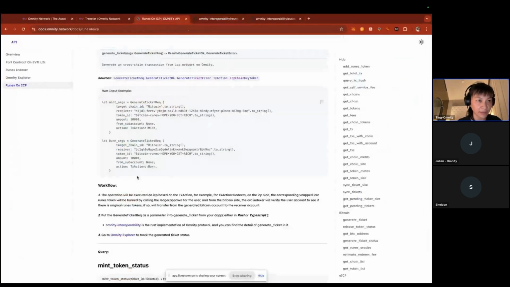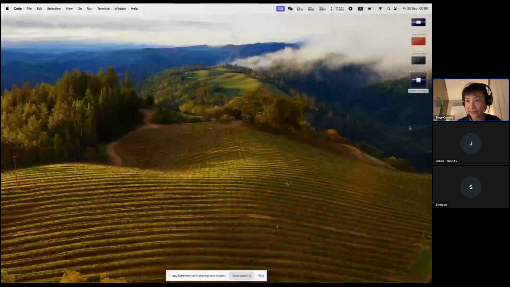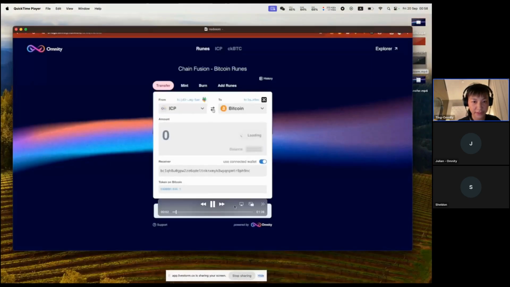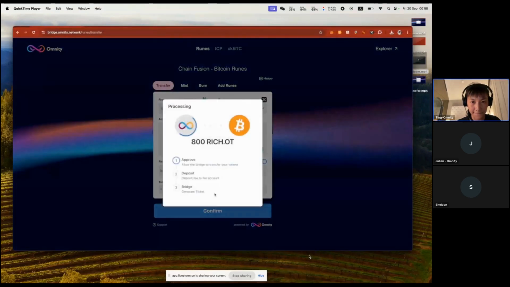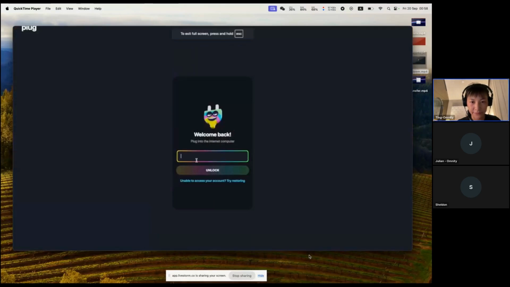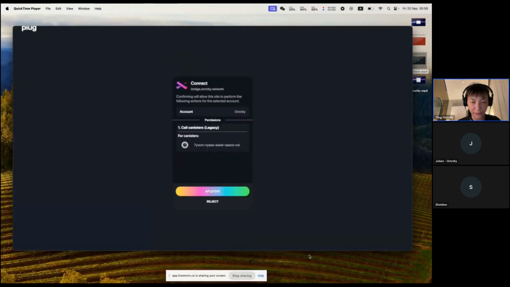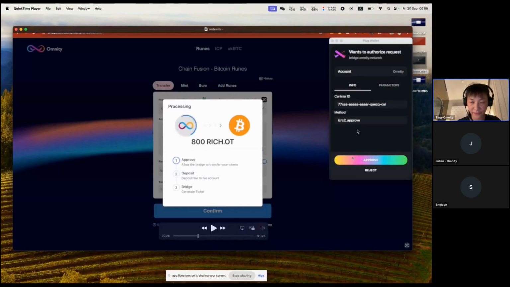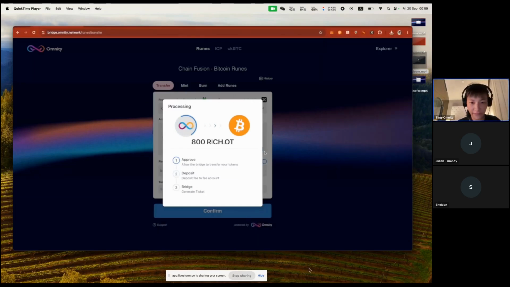And we can take a look at the demo very quick. We will switch the chain, put in the amount, and hit confirm again. Password, approve for the interaction with the app, and approve for the interaction with the canister. And this is what I just mentioned. You need the approve from the ICRC ledger canister. And we need to wait for a bit.